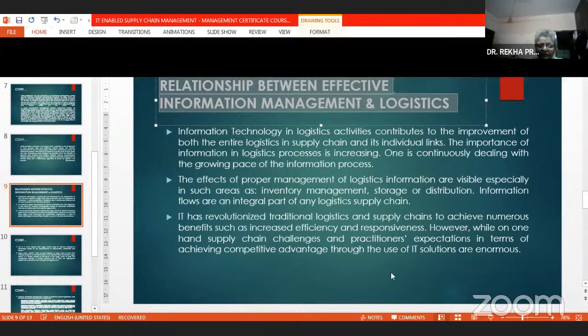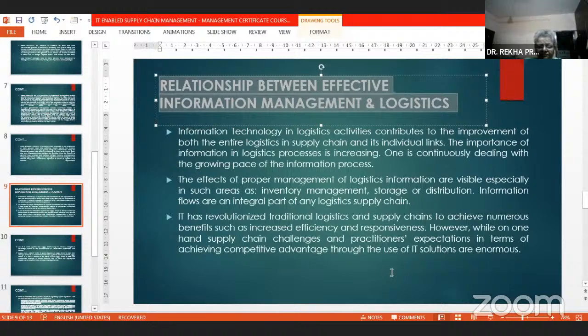Relationship between effective information management and logistics. Information technology in logistic activity contributes to the improvement of both the entire logistics and supply chain and its individual links. The importance of information in the logistic process is increasing. One is continuously dealing with the growing pace of the information process. The effects of proper management of logistics information are visible, especially in such areas as inventory management, storage, or distribution. Information flow is an integral part of any logistics supply chain.